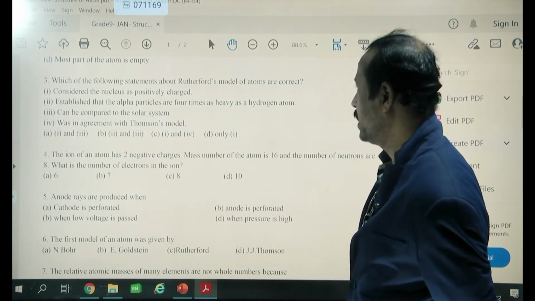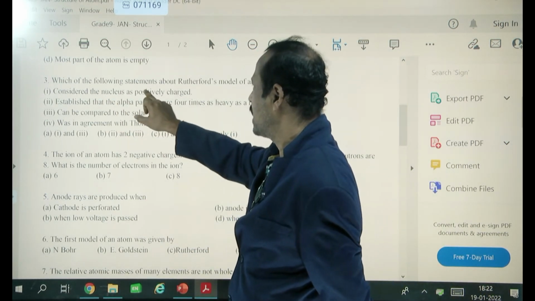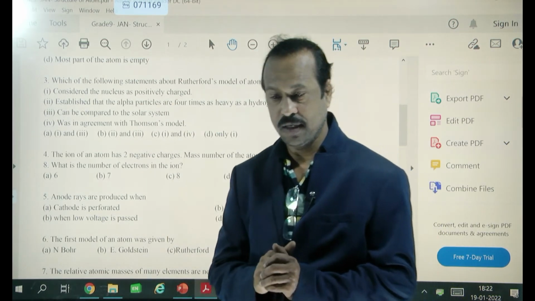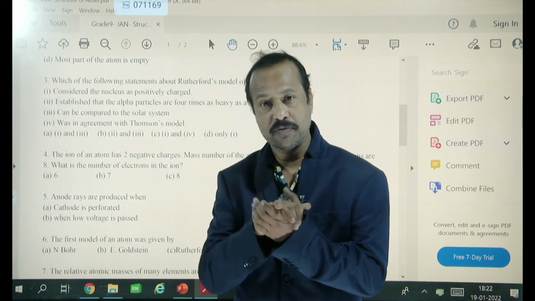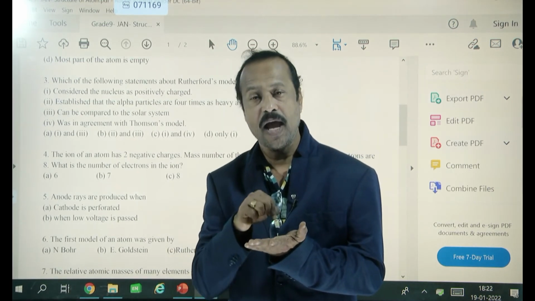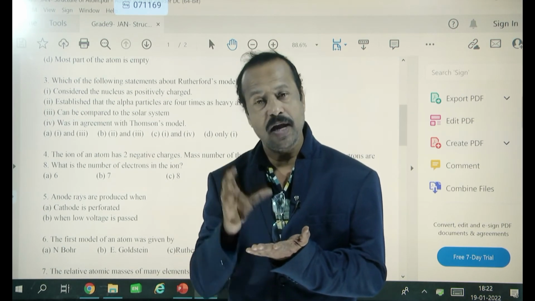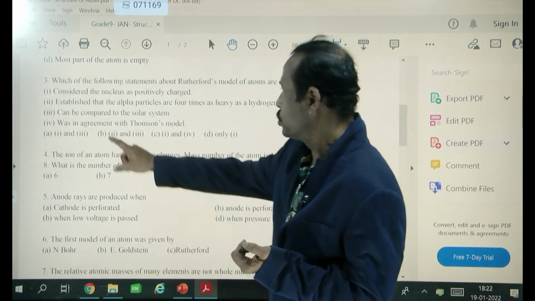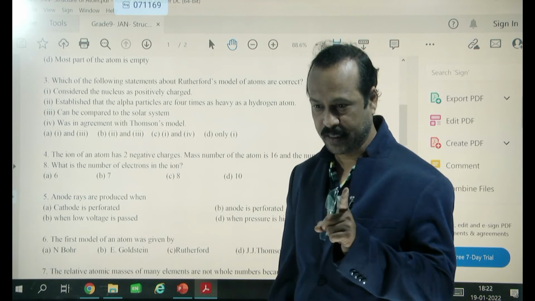Okay. So here, which of the following statements of the Rutherford model is correct? First, consider the nucleus as positively charged. Is this statement right? Yes. According to Rutherford, most of the space in the atom is empty, and there is a small region at the center of the atom called the nucleus, in which almost all the mass and the total positive charge are situated. So considering the nucleus as positively charged is right. The first one is right.